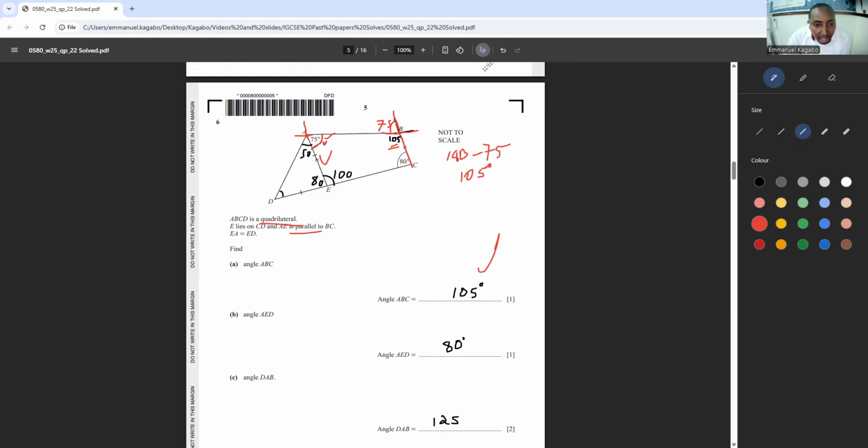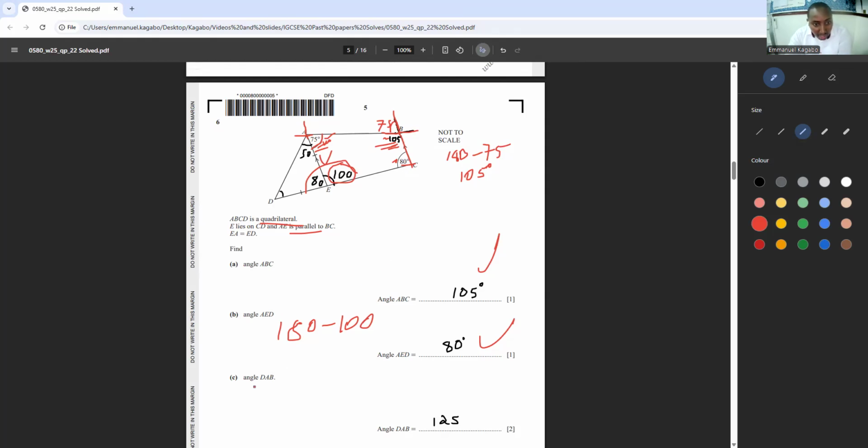Now, this is the angle that was given. I have already calculated this, and this was given. So a four-sided figure adds up to 360. So get 360 minus this, minus this, minus this. Then you are going to have this one. And angles on the straight line add up to 180. So this one will be 180 minus 100, and that's what gives me 80 degrees. Do you understand, guys? Very good.